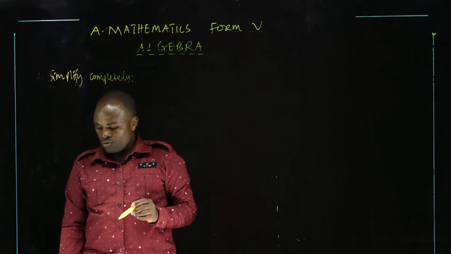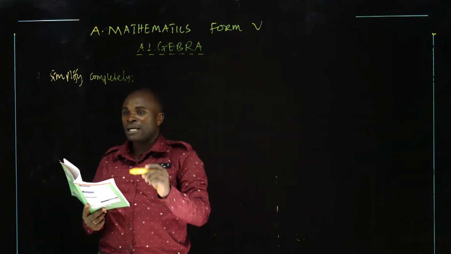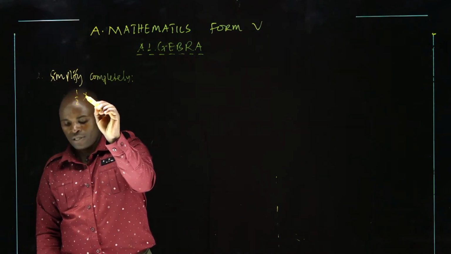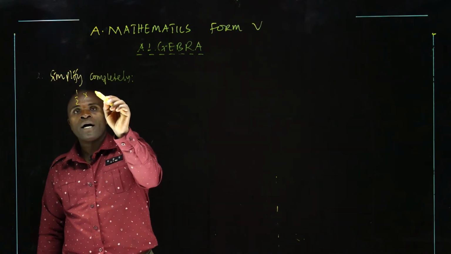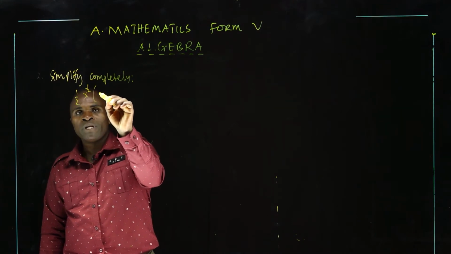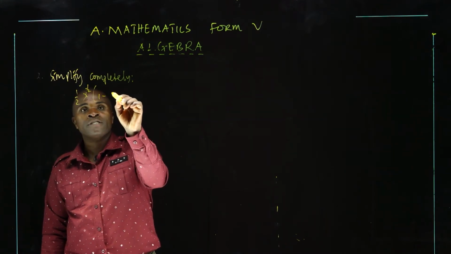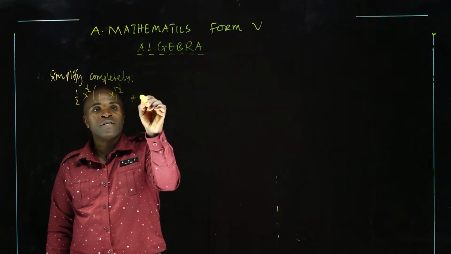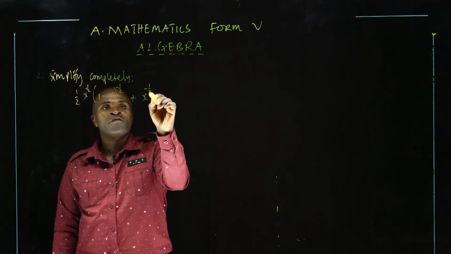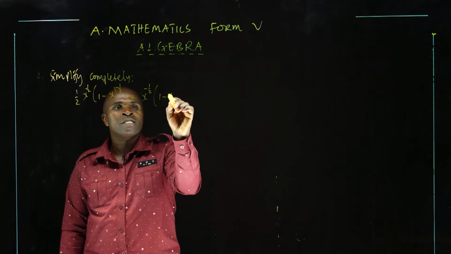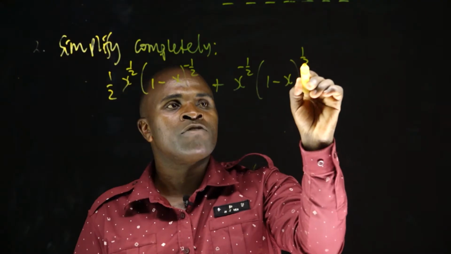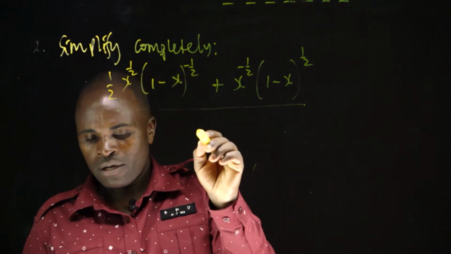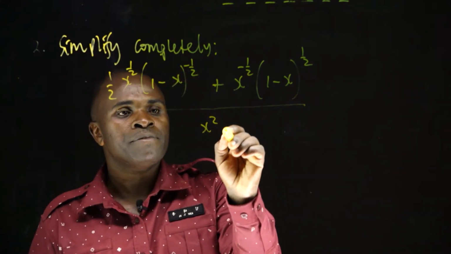Simplify completely. One can give us a question like this, class: 1 over 2 x power half, open brackets, 1 minus x power negative half, and here we can have plus x power negative 1 over 2, 1 minus x power positive half, and here divide by x square. Okay.